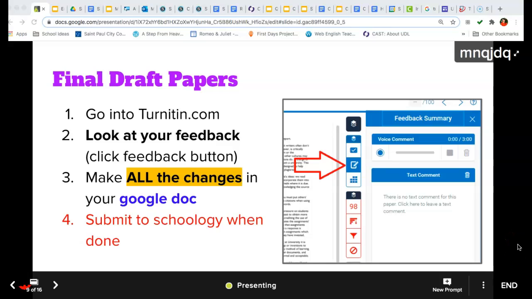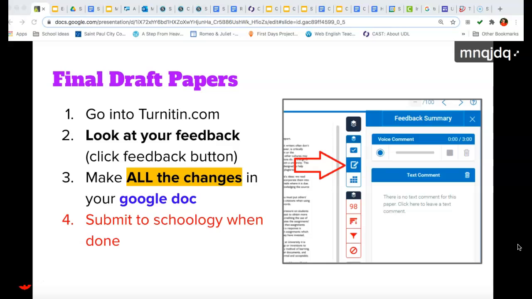Hi seniors, I just wanted to give you a reminder about your final drafts that are due this week. Make sure you go into turnitin.com, look at your feedback. It's really important that you click the feedback button in the right hand corner. That's how you'll be able to see your feedback.